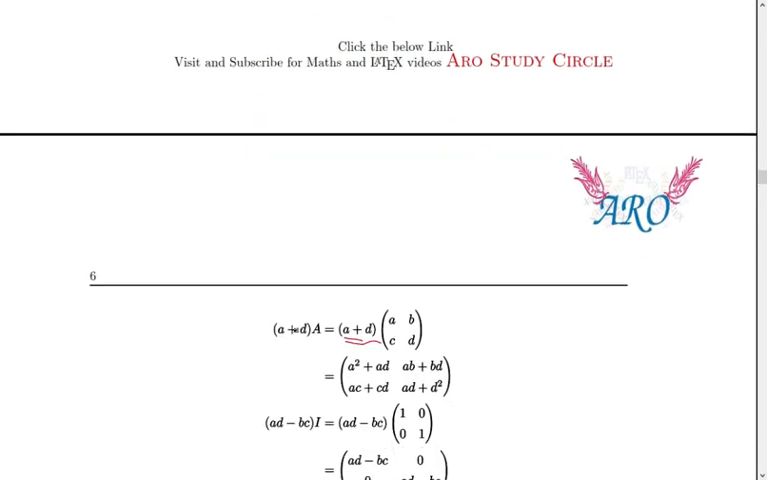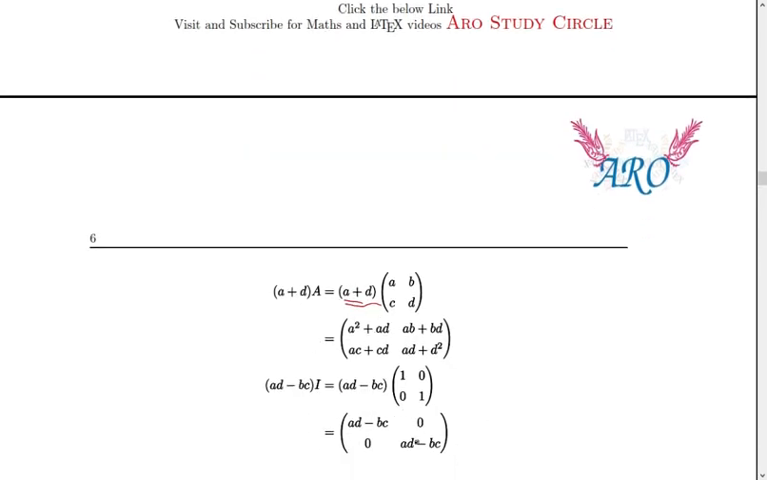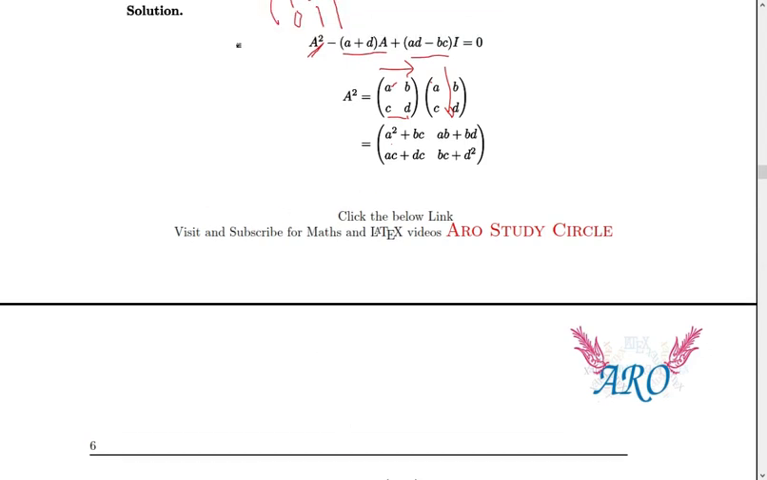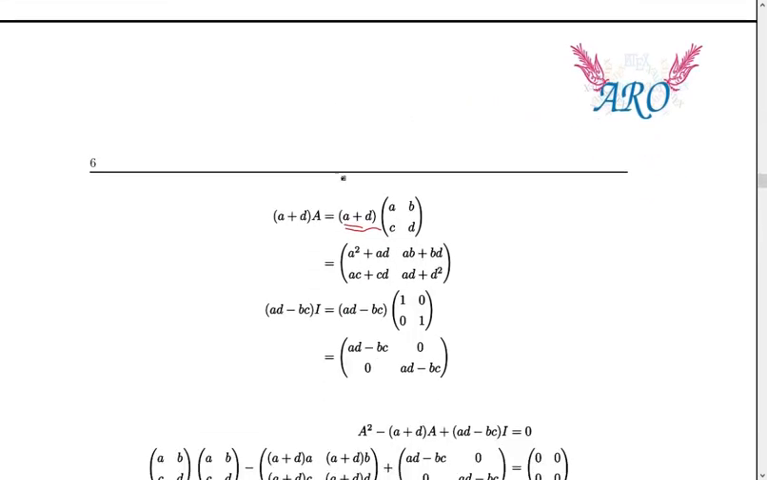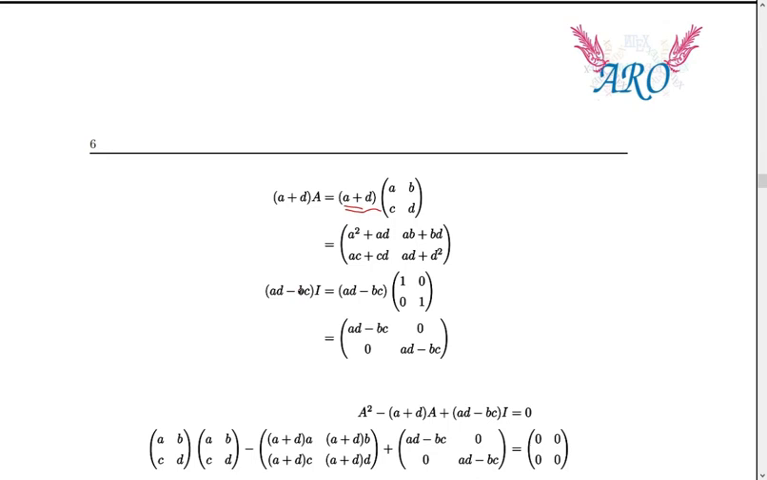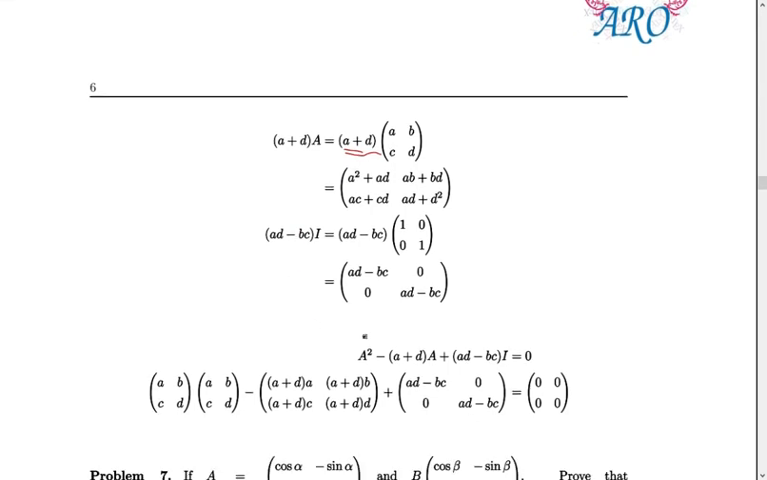The last value is (ad minus bc) times I. That's ad minus bc times the unit matrix or identity matrix. We have to add these values and check whether it is 0 or not. So A squared minus (a plus d) into A plus (ad minus bc) into I is equal to 0. We are going to check whether it's true or not.